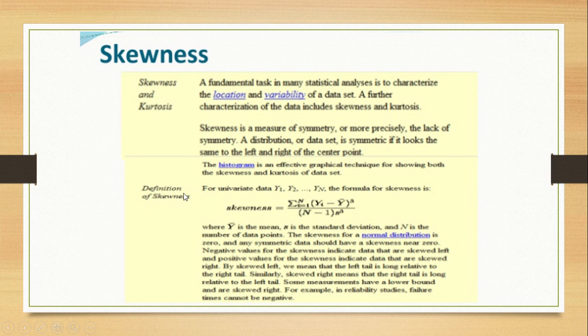So here's the definition of skewness. For the univariate data y1, y2, and so on until yn, the formula for skewness is given by the summation of y minus y bar, raised to the third power, divided by n minus 1 times s cubed, where y bar is the mean and s is the standard deviation.